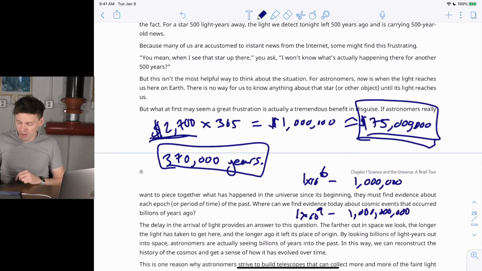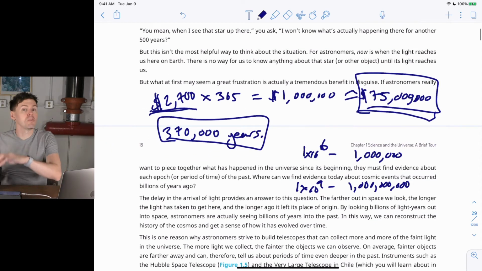What's the difference? Well, with $1 million, you can live the best day of your life for a year. With $1 billion, you can live the best day of your life for 370,000 years. So that's the difference between a million and a billion. Then you go from a billion to a trillion. Oh boy, let's do that.